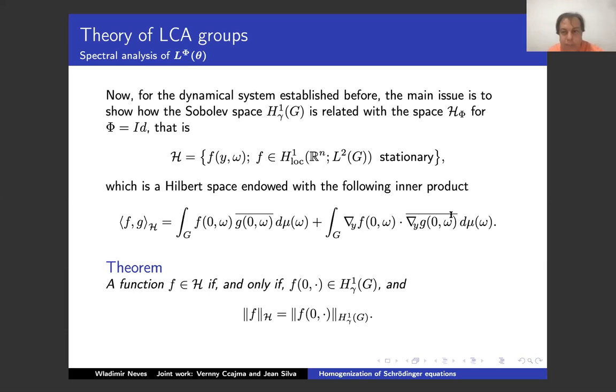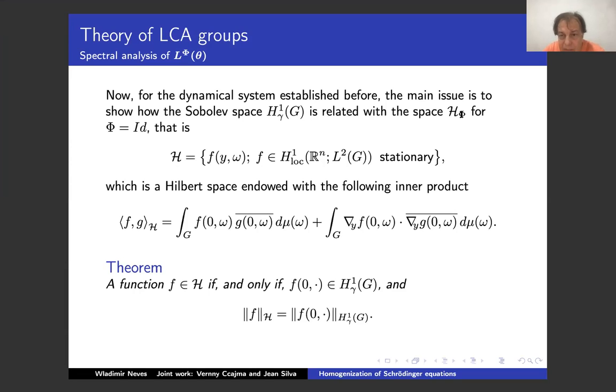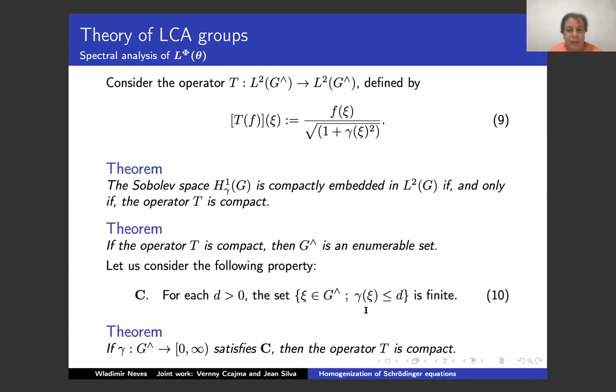So the main question at this point is, what is the relation of this H_phi with the H^1_gamma? It is given exactly in this theorem. A function f in this class belongs to this class if and only if f at the point 0 is in H^1_gamma(G). And moreover, you have this equality of norms. Okay, it remains to get the Rellich-Kondrachov theorem. So you consider there a map from L2 of the dual of G to L2 of G, defined in this way. This is exactly what appears in the integrand of the definition of the Fourier transform.